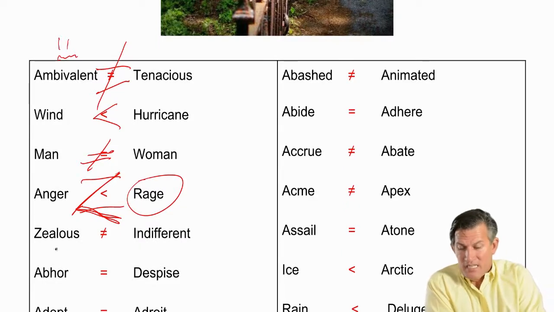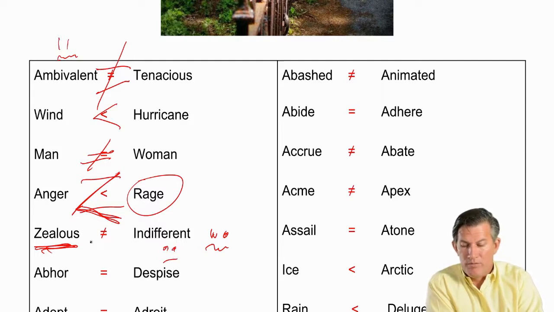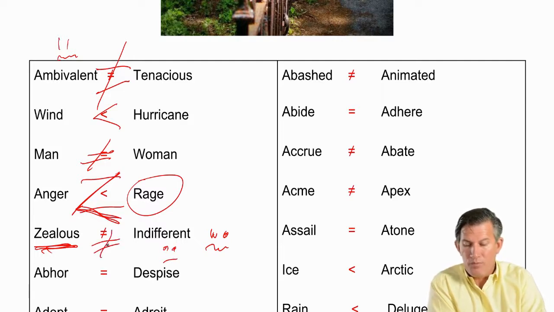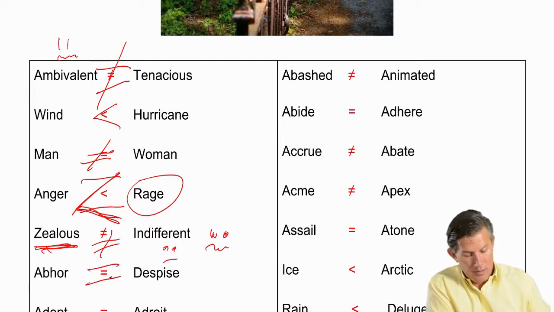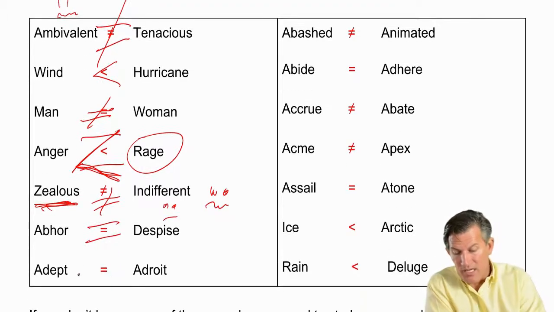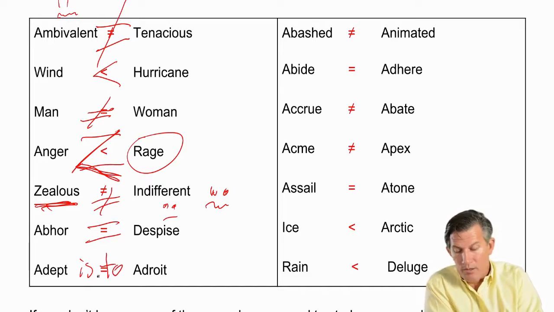Okay, zealous. Zealous means that you're very excited, especially in a religious sense. And indifferent means sort of like, you don't care. Yeah, you're just like, meh. And so they're very much opposite. Okay. Abhor and despise both mean hate, so they're equal. Okay, remember this is going to say is to, but you're going to cross it out with the equal sign. Ready? Adept and adroit both mean skilled.